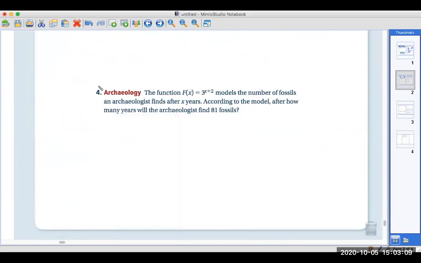So in archaeology, this function f of x is 3 to the power of x plus 2, models the number of fossils an archaeologist finds after x years. So x is the number of years. According to the model, after how many years, so we're looking for x, this is what that means, will the archaeologist find 81 fossils? Well, that's the number of fossils, so that needs to be 81. And we're looking for years, so this is the x we're looking for.